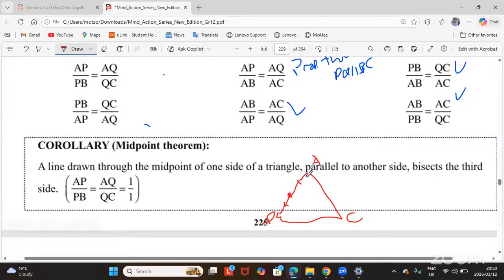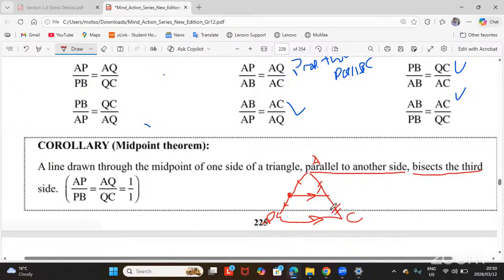From the point to A is the same as from the point to B. Okay, this point bisects the line AB. Perfect. Now we draw this line such that it is parallel to the other side of the triangle. Automatically, that line that is parallel to the third side of a triangle bisects the other side. So it bisects this one.